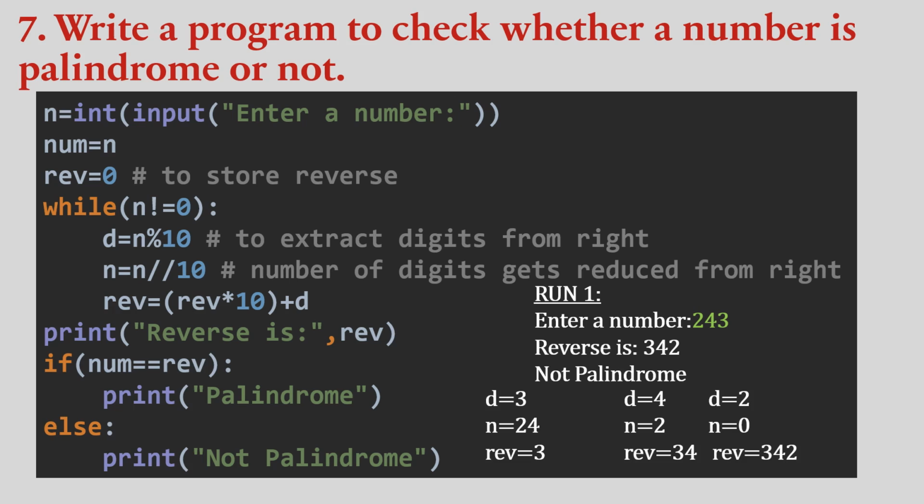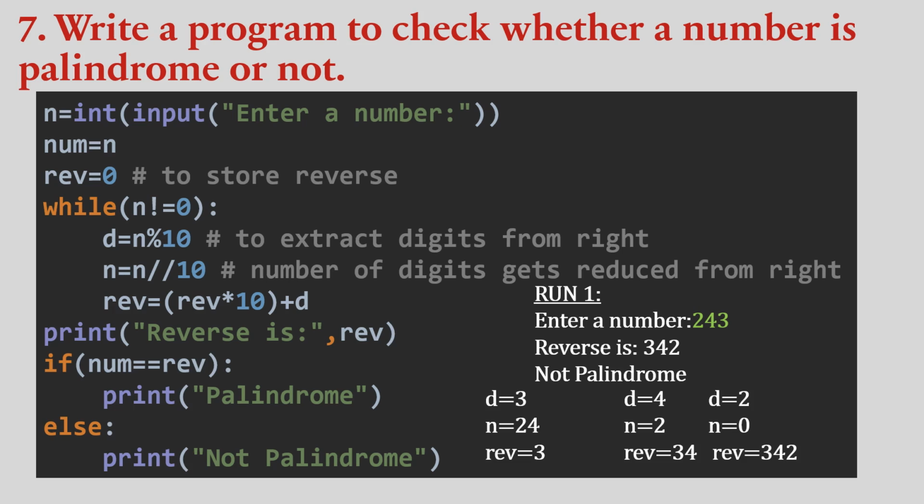D is equal to n percent 10. Your n is 24 now. So D will have the value 4, which is nothing but the second digit or the middle digit. Now n is equal to n divided by 10. That means 24 divided by 10, and the quotient is 2. So we will get 2, that means the number after removing the rightmost digit.